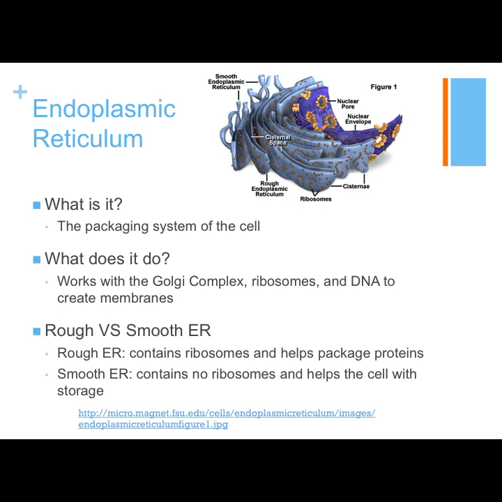Also in the cell, you'll find the endoplasmic reticulum. This is also known as the ER, and it's the packaging system of the cell. It works with the Golgi complex, which we will get to, and with the ribosomes and DNA to create different membranes. There are two different types of ER. We have rough and smooth. Rough ER refers to the part of the endoplasmic reticulum that contains ribosomes on it. And as you can see, the little dots are the ribosomes, and they make the endoplasmic reticulum look rough. We also have the smooth ER, which does not contain ribosomes.